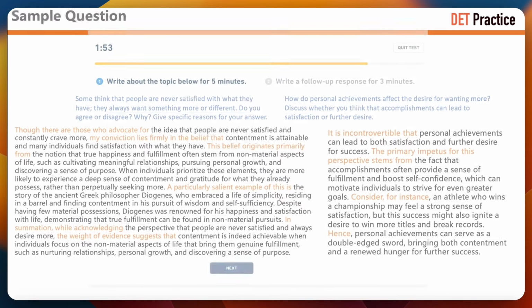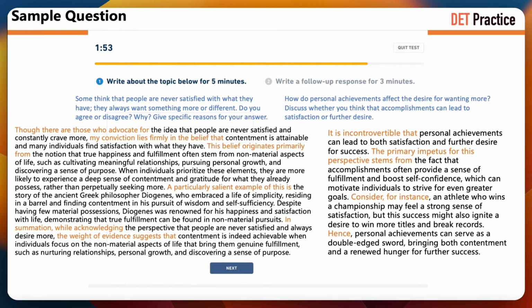The sample responses in this slide demonstrate how to effectively use the templates for constructing sophisticated discussion essays. For the first question, Template 1 is applied. The response begins with, "though there are those who advocate for the idea that people are never satisfied and constantly crave more," acknowledging the opposing viewpoint. It then states the writer's position. "My conviction lies firmly in the belief that contentment is attainable."